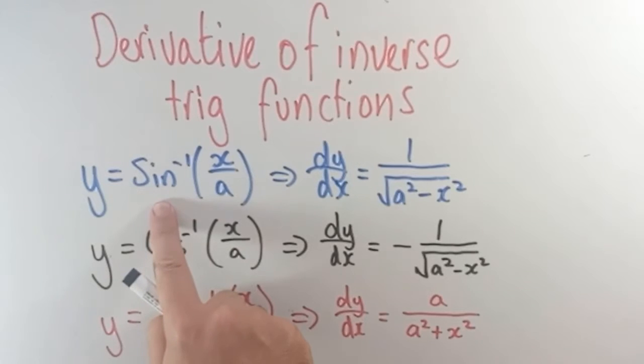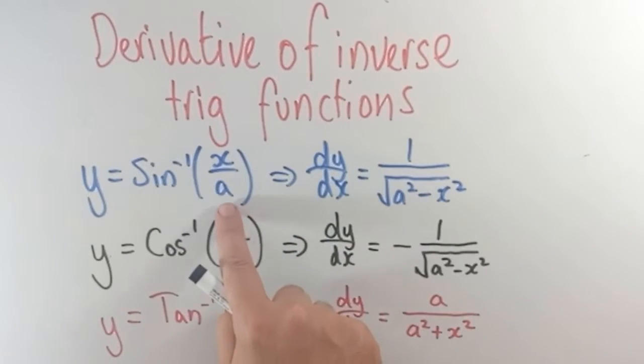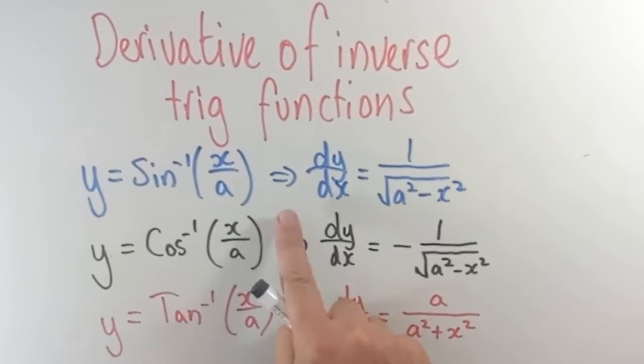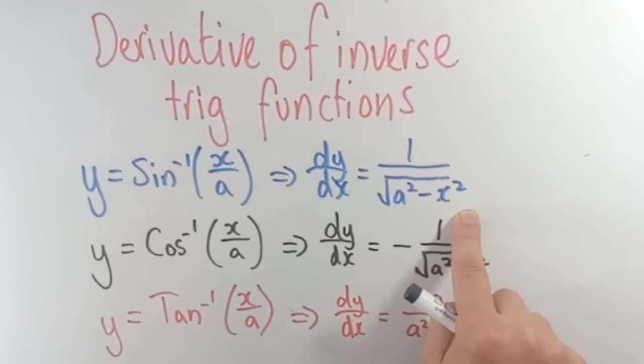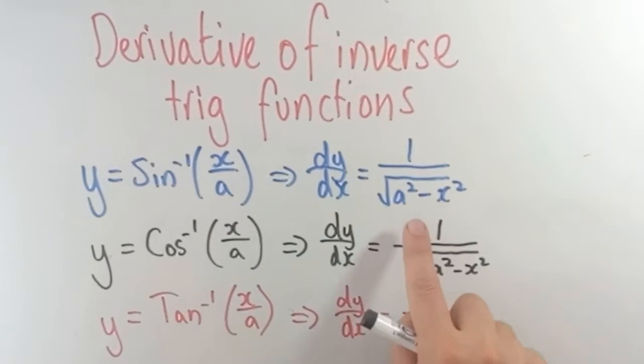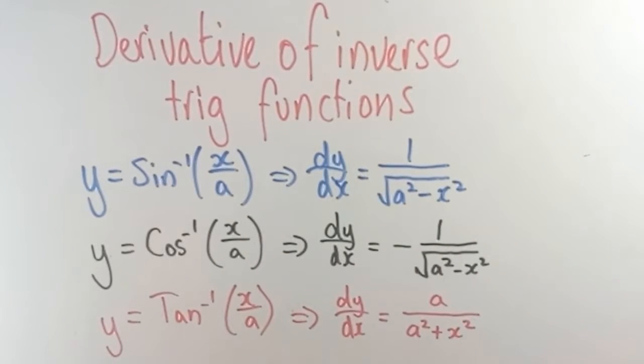So if we've got an inverse sine function of x on some constant a, then dy/dx is 1 on the square root of a squared minus x squared. Okay, so if a was 3, this would be 9 minus x squared. Done. 1 over the square root of 9 minus x squared.